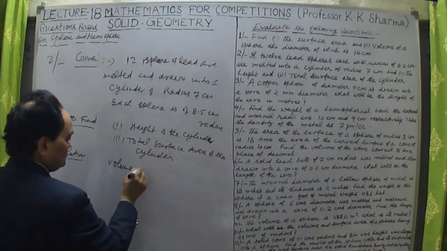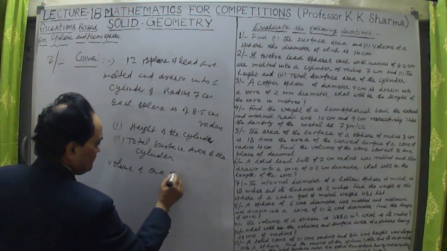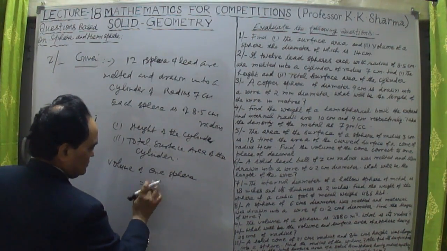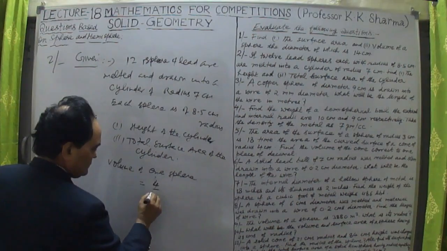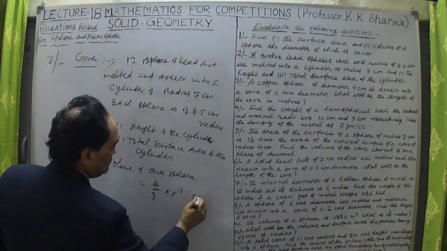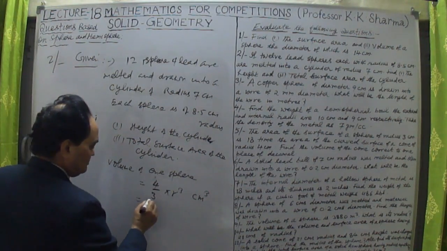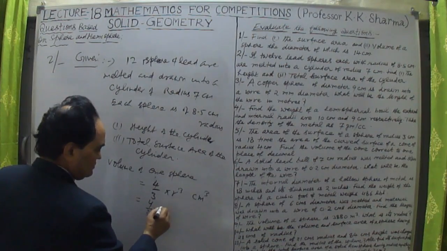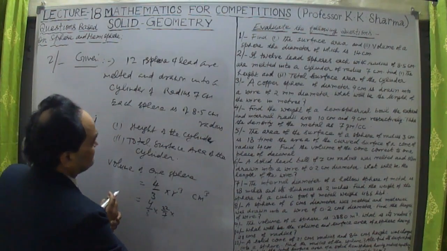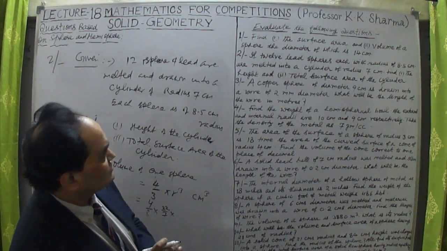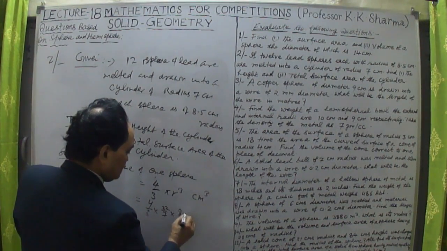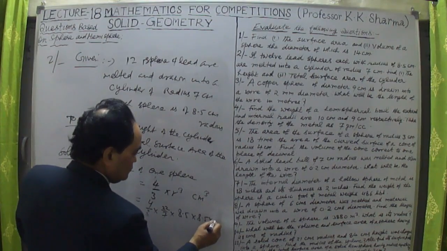Volume of one sphere is equal to 4 by 3 pi r cube. Unit is centimeter cube. Let us put value of r. This is 4 by 3, pi means 22 by 7, into r. Radius of sphere was 8.5 centimeter. Let me check again. Each with radius of 8.5 centimeter. This is 8.5 into 8.5 into 8.5.